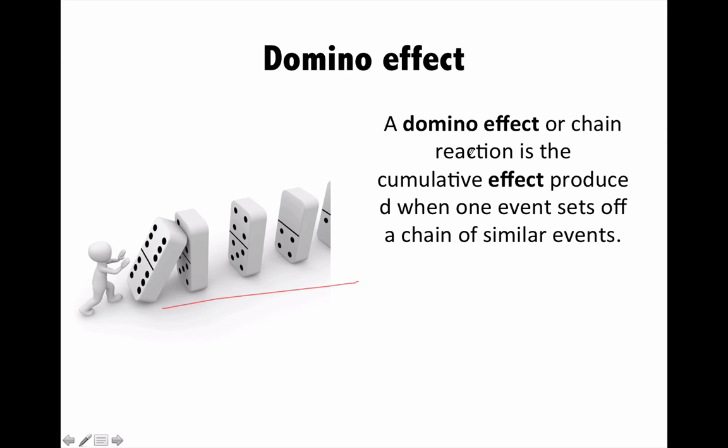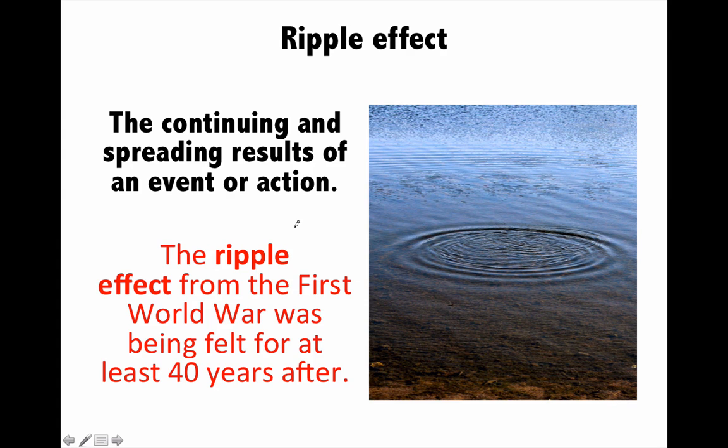So domino effect is a chain reaction. It's a cumulative effect, or when one small event sets off a chain of similar events. Because of one event, other events will happen. It is also called ripple effect. Ripples are the wave-like patterns that are formed when you throw a pebble in still water in a lake, and you will notice all the ripples. So it means the continuing and spreading results of an event or an action, all the repercussions arising because of one event. That is the domino effect and ripple effect.